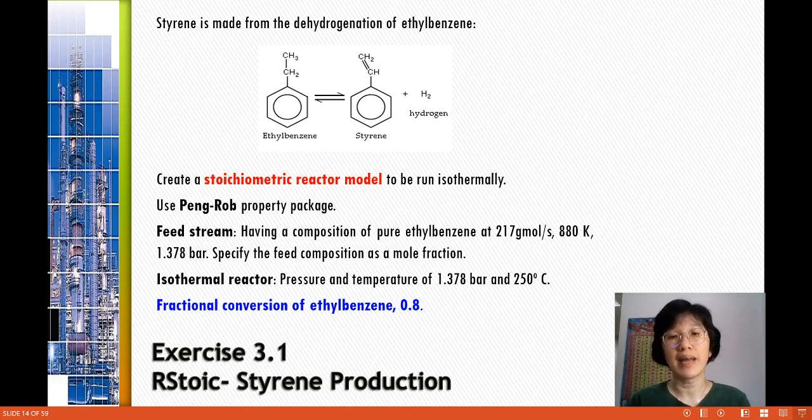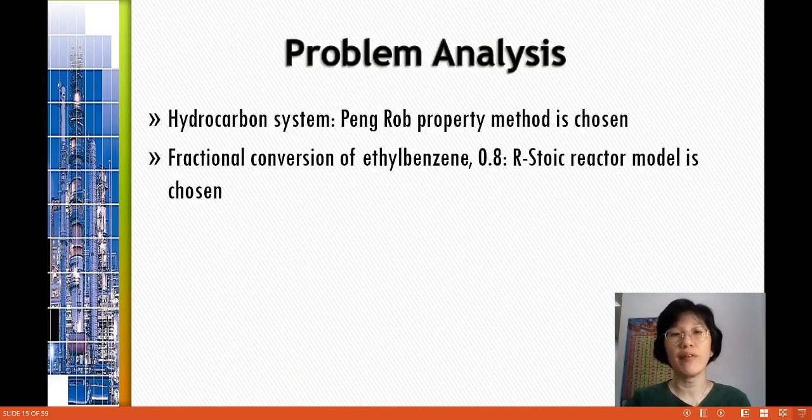So isothermal reactor, this is the reactor specification. Pressure 1.378 bar and the temperature is 250 degrees C. The fractional conversion given here is 0.8 of ethyl benzene. So if you have that information, then we have to analyze the problem before we solve the problem.